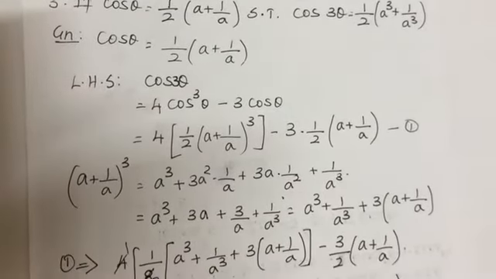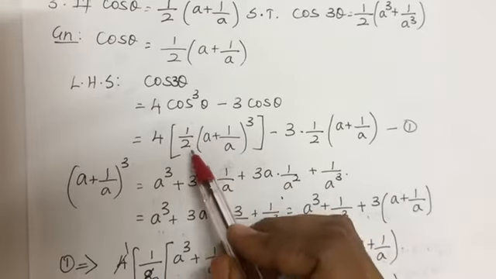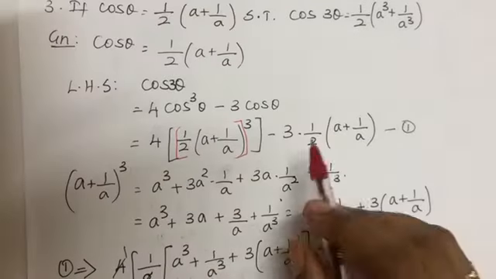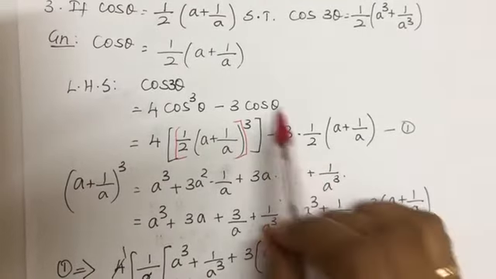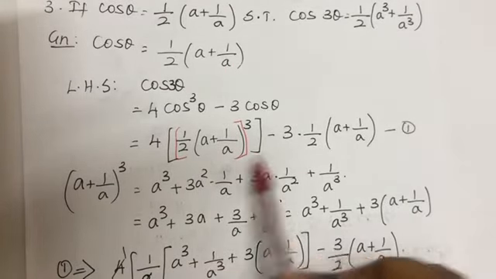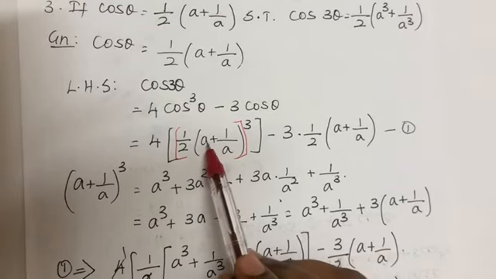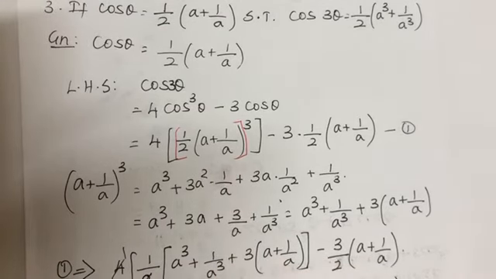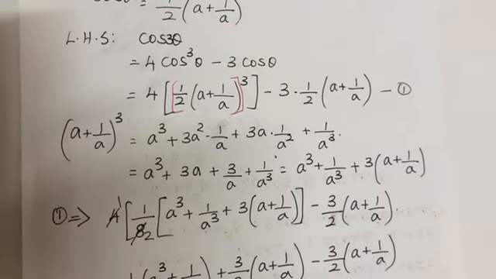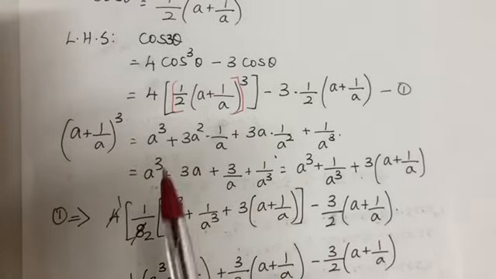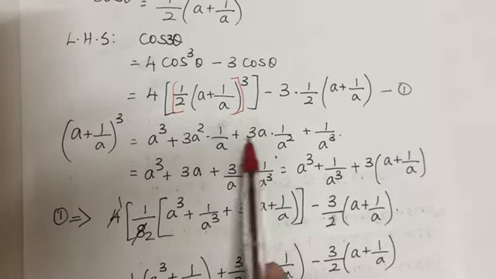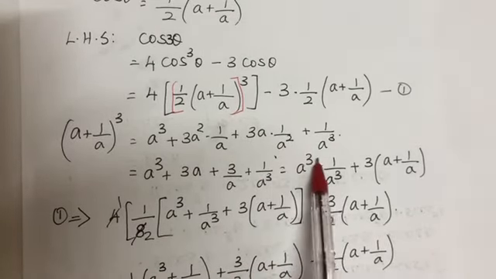So, 4 into cos cube theta, that is half into A plus 1 by A the whole cube, minus 3 into cos theta. Cos theta is 1 by 2 into A plus 1 by A. Okay. So, to calculate this, first we have to find the value of A plus 1 by A the whole cube. That is A plus B the whole cube formula. I am using the identity A plus B the whole cube, that is A cube plus 3A square into 1 by A plus 3A into 1 by A square plus 1 by A cube.